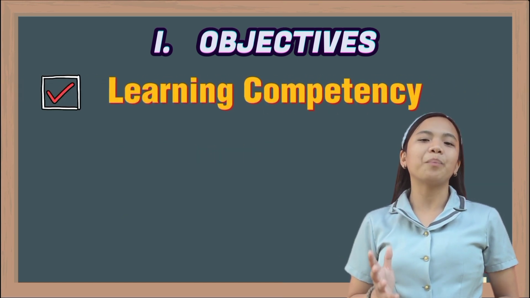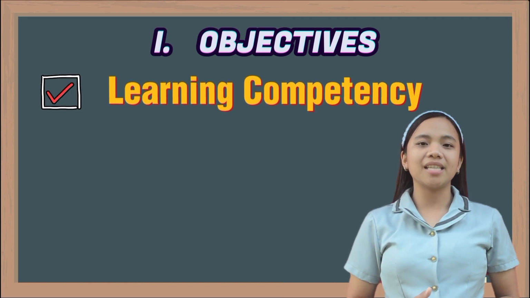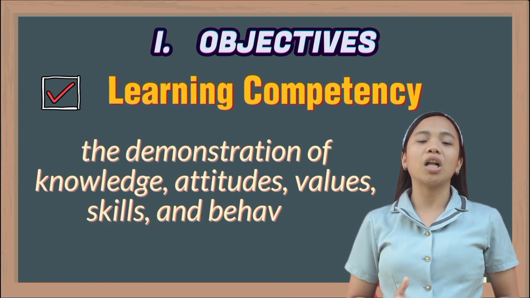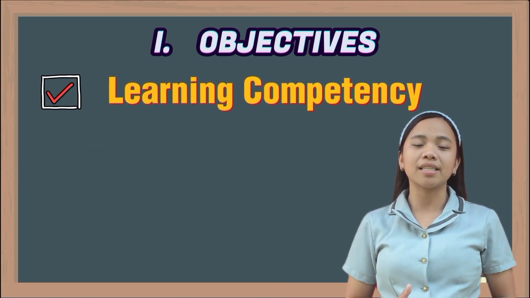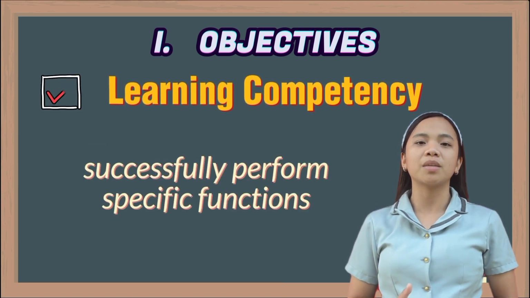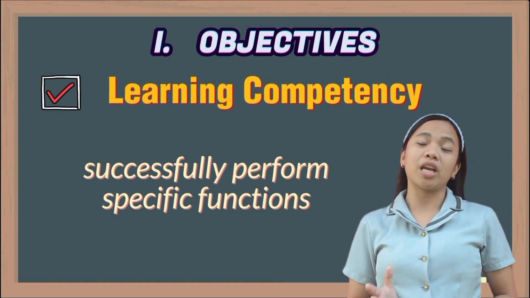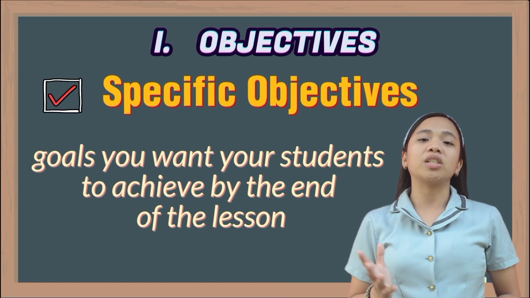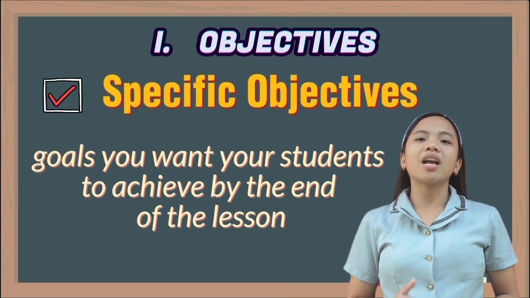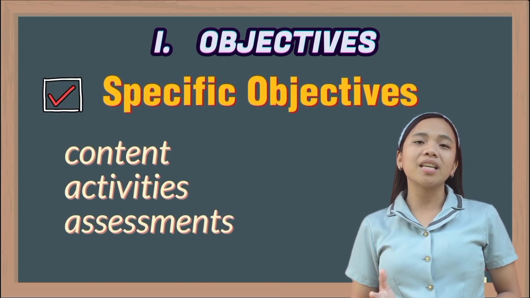Next, a learning competency. A learning competency is defined as the demonstration of knowledge, attitudes, values, skills, and behaviors by the students in order to successfully perform a specific function in a work or educational setting. The specific objectives are goals you want your students to achieve by the end of the lesson. They guide the content, activities, and assessments.